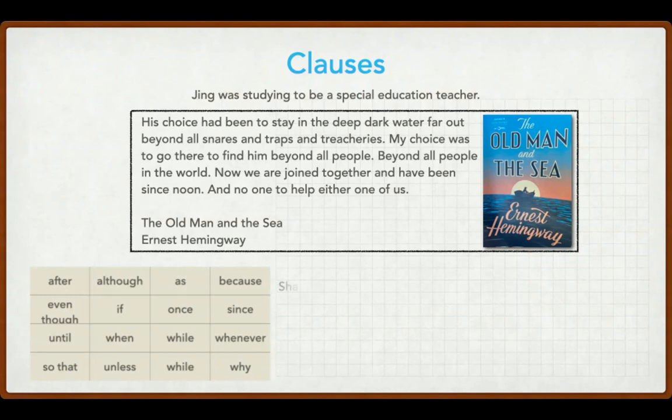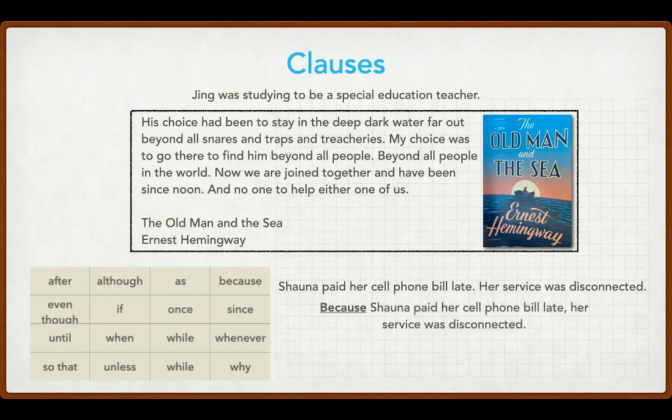Consider the following example. Shauna paid her cell phone bill late. Her service was disconnected. To add variety to sentence structures in our writing and to make the message clearer, we could change this by using a subordinating conjunction. Because Shauna paid her cell phone bill late, her service was disconnected. And note that when a dependent clause introduces an independent clause, a comma separates the two.